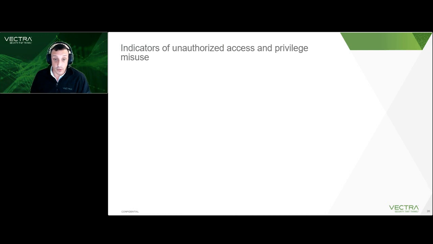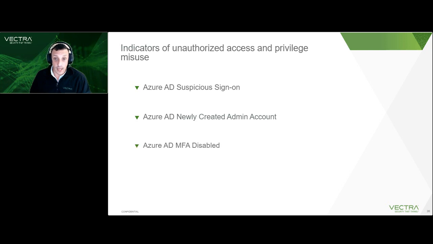So the detections that we will look at today, the first one which we will look at will be the Azure AD suspicious sign-on detection. We will then look at the detection Azure AD newly created admin account. Following, we're going to look at the Azure AD MFA disabled detection.